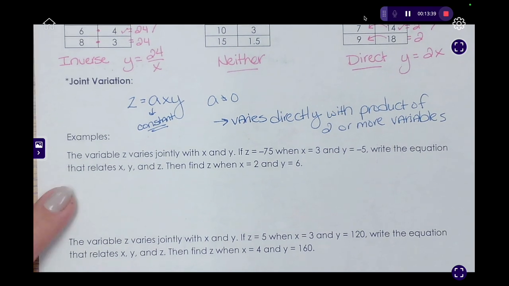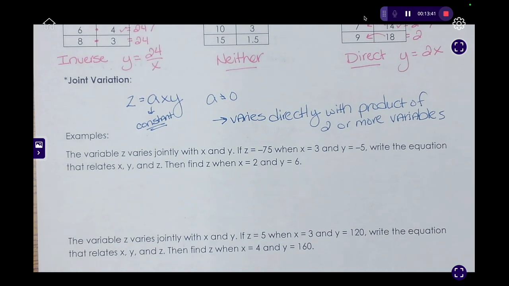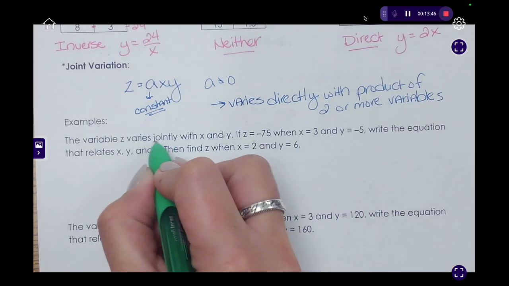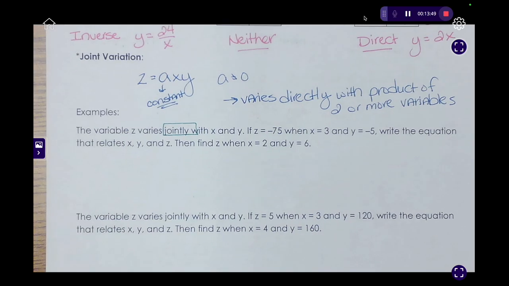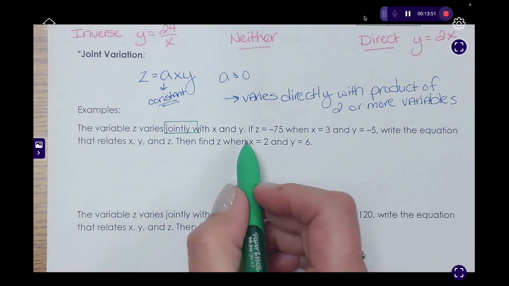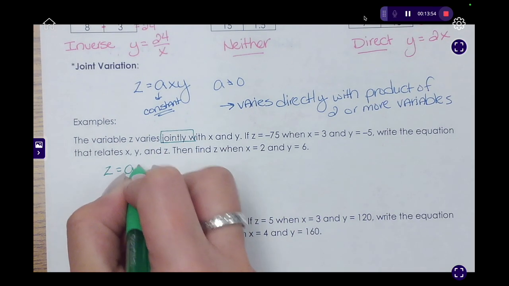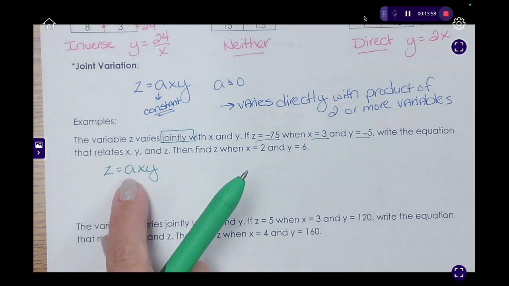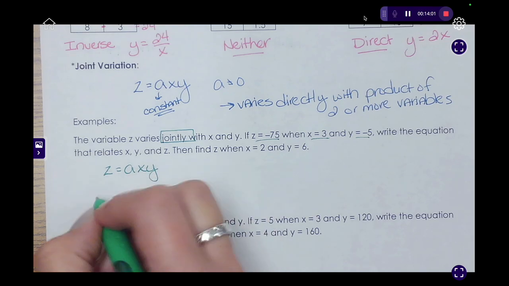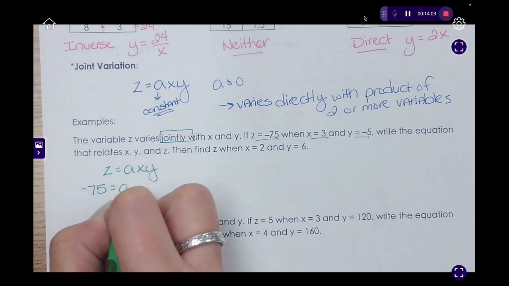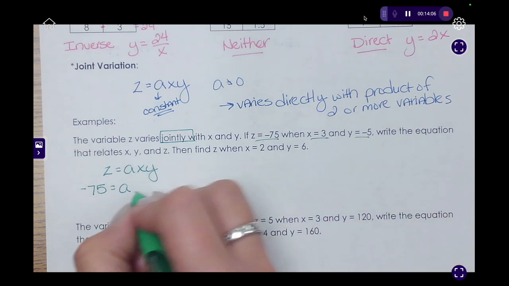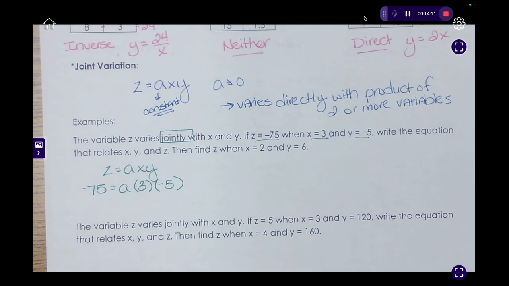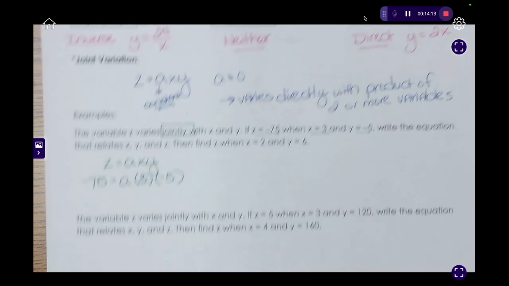So when I write the equations right here, it's going to be very similar and the same to what we were doing on the front page. So if I'm looking at this one, and again, it's going to tell you the directions. This one says it's varying jointly with x and y. So if this is my equation, I'm going to plug in the numbers that they're giving me to find my constant of variation. So z is negative 75. a, I don't know, I'm trying to find. x is 3. And your y value is negative 5. So all I did was take those 3 numbers and plug them into that set equation.